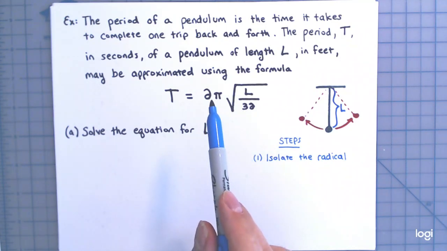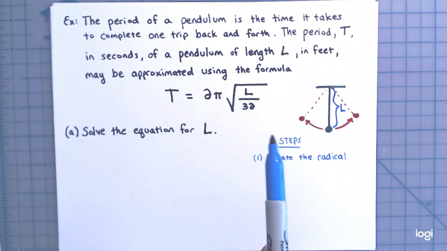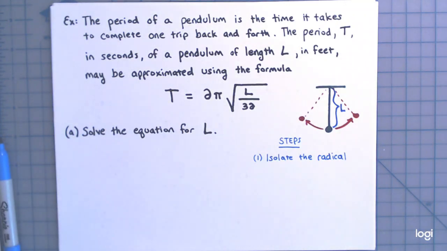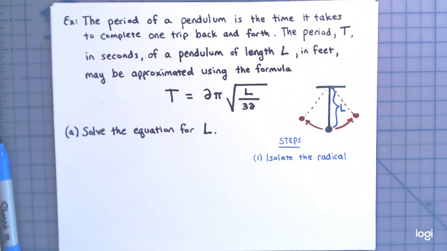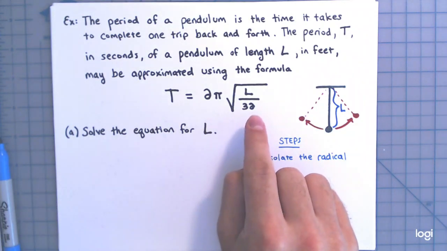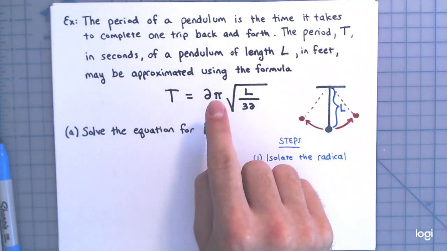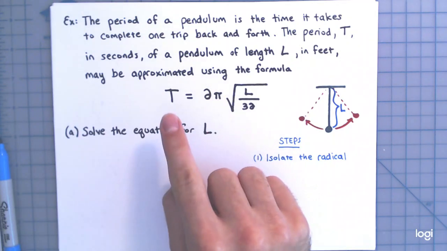You can leave this out in front if you want, but just for me personally, when there's only one radical, I do like to get it alone most times. So let's do that. I'm going to isolate this radical. That would involve division by 2 pi.